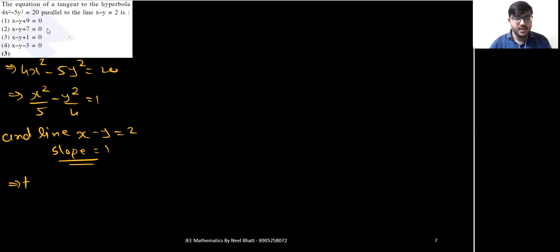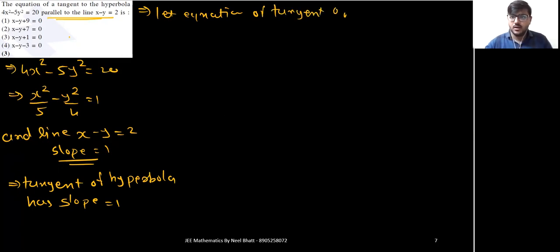So the tangent of the hyperbola also has slope equal to 1, because it is given that the tangent of the hyperbola is parallel to the line. So the line and the tangent are parallel to each other. Now let us assume the equation of the tangent of the hyperbola is y equals mx plus c, where the slope is given to us. So y equals x plus c.